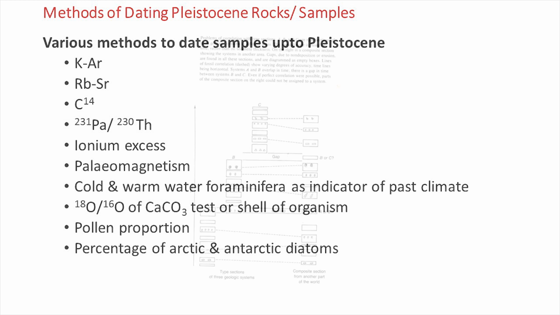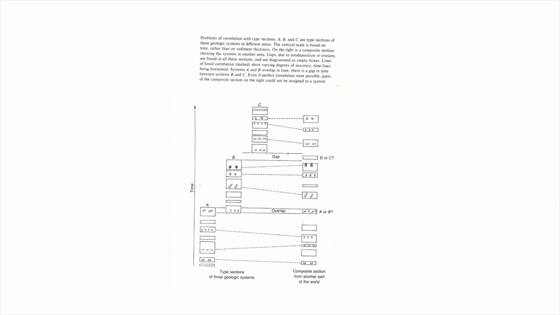Now we will try to understand the correlation of different type sections of different geological systems of different areas through a sketch or diagram. In this diagram, three type sections have been taken. These are type section A, type section B, and type section C. These three type sections have been used to develop a vertical scale based on time rather than on sediment thickness.